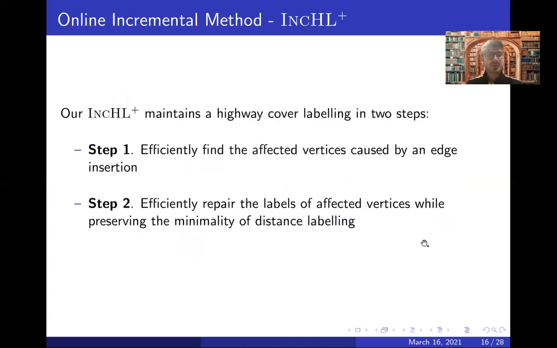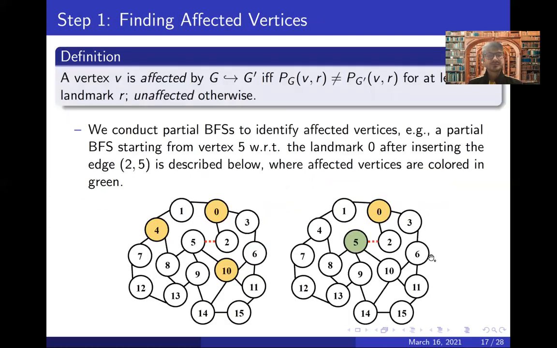So for this purpose, we propose an incremental HL-plus algorithm, which updates the highway cover labeling in 2 steps. The first step is to find affected vertices, and the second step is to repair those affected vertices. In order to find affected vertices, we conduct partial BFSs. For example, a partial BFS from vertex 5 with respect to landmark 0 is shown here.